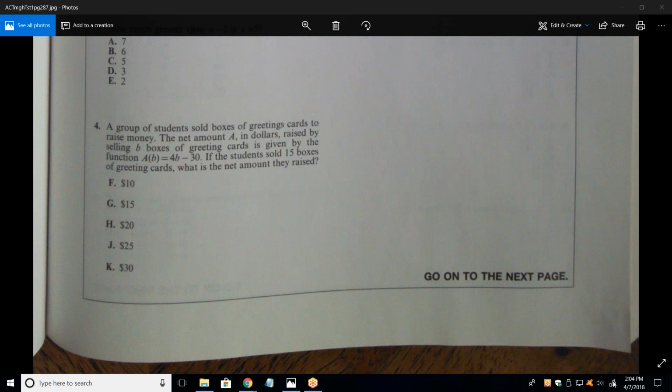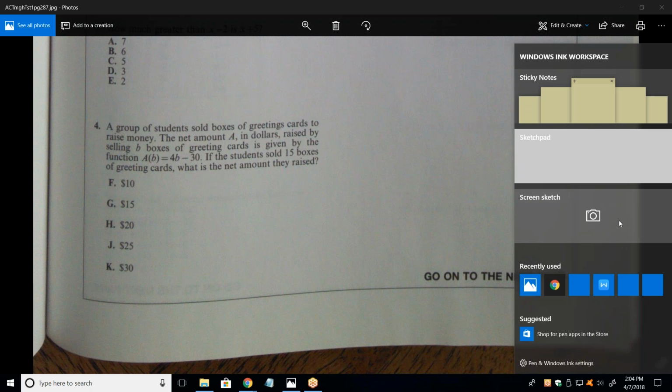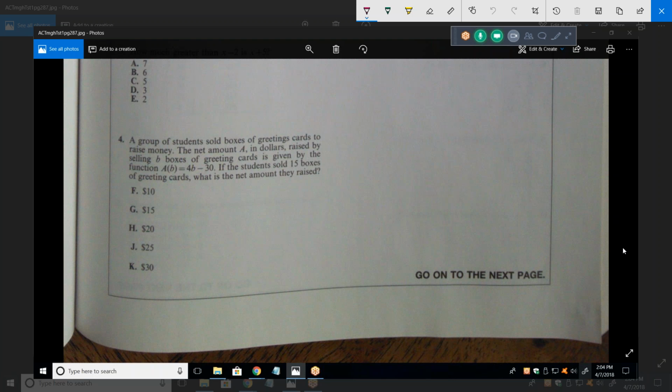Now, these problems do go from easy to hard. So your lower numbers are going to be easier. So recognize that. And that might make it easier because you don't overthink the easy ones. Okay.